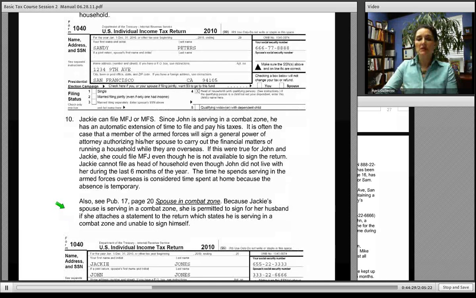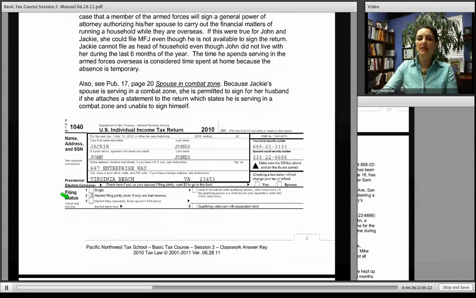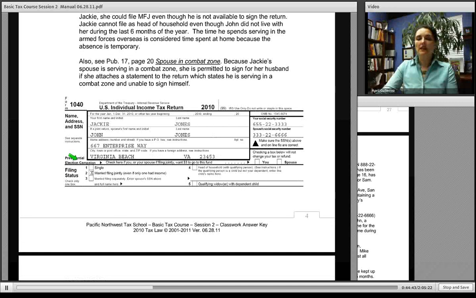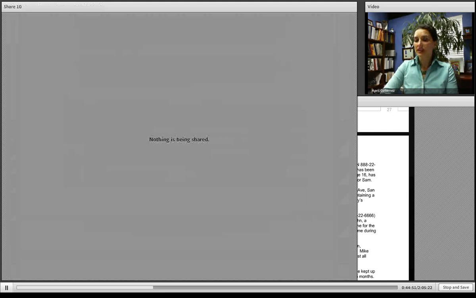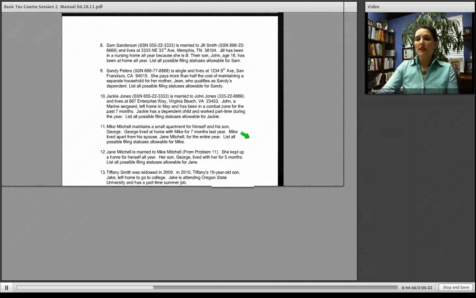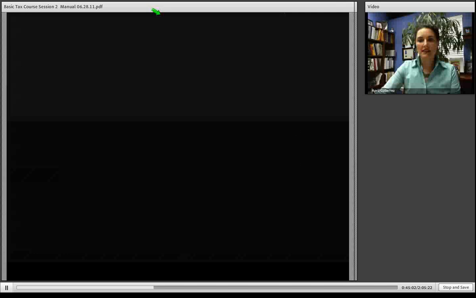And because Jackie's spouse is serving in a combat zone, she is permitted to sign her husband's return if she attaches a statement to the return which states he is serving in a combat zone and is unable to sign it himself. So here we have it, Jackie and John Jones, married filing jointly. So that concludes this review of classwork number 1 for session 2 of the basic tax course. Now we're going to move on to the next topic of the day: decedents.